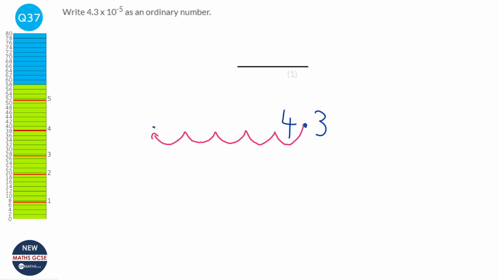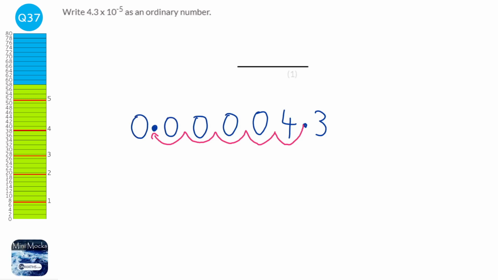So the new decimal point is going to be here. All the jumps that we made, we're going to fill in with zeros. And because it's decimal, we're going to start it off with a 0. So our new number, or our ordinary number, is 0.00043. Now it's important to realise that we shouldn't really think about it as jumping the decimal point. We're actually shifting the number. But it's all relative and it's a lot quicker just to move that decimal point.